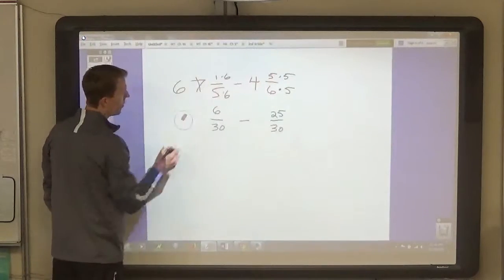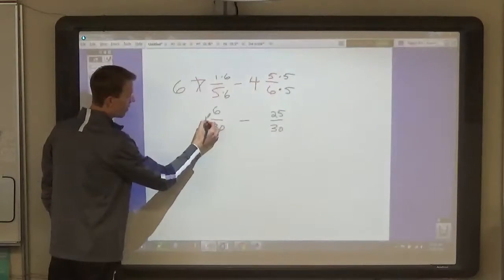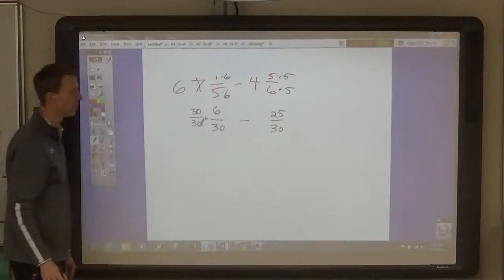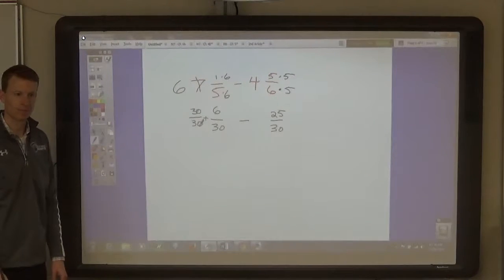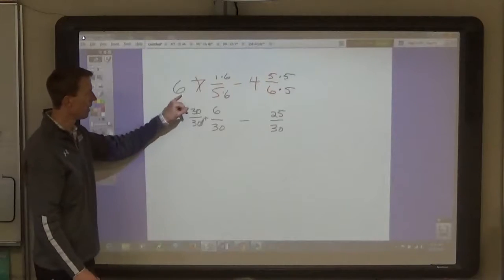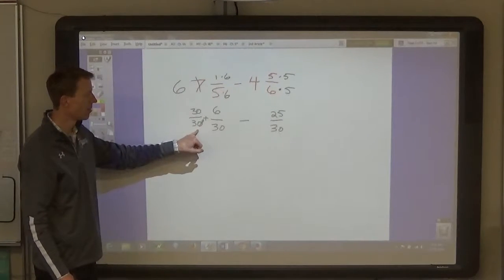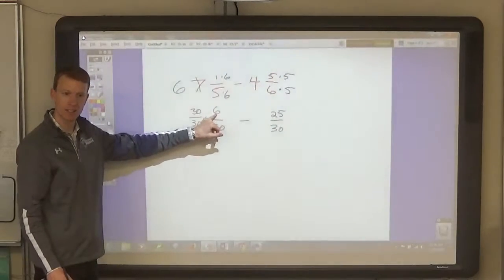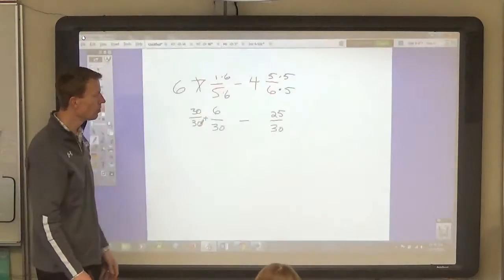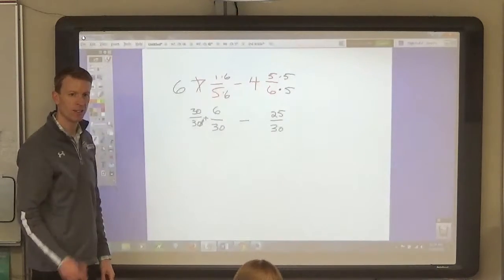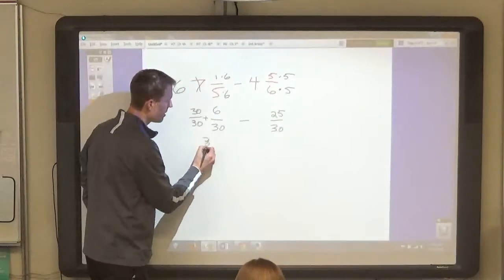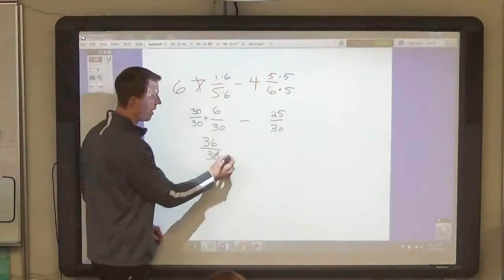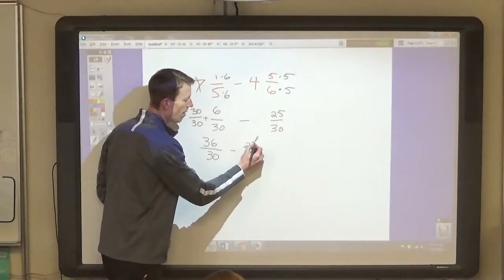Now, let me rewrite that. So what I'm going to do is write that right next to this fraction. I'm going to add 30/30ths to this. So now I have 6 and 30/30ths plus the 6 pieces we already had. So how many total pieces do we have now? Kaden? 36. 36/30ths. And now I can take away 25/30ths.